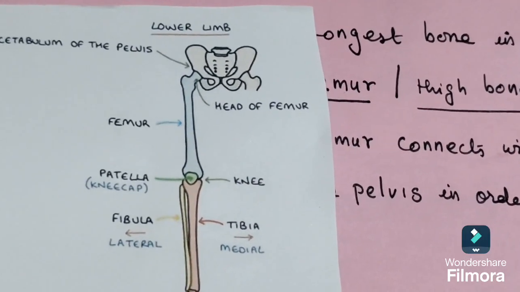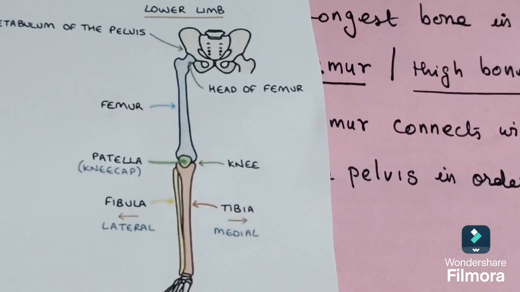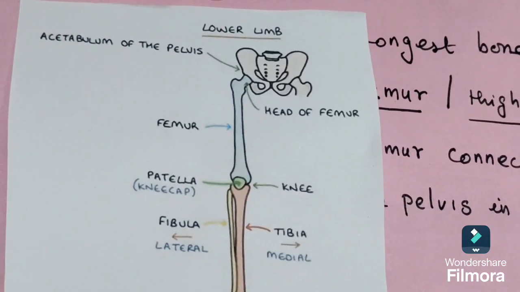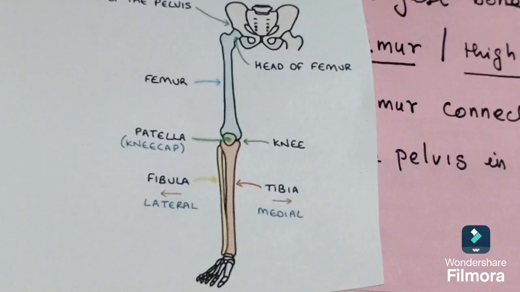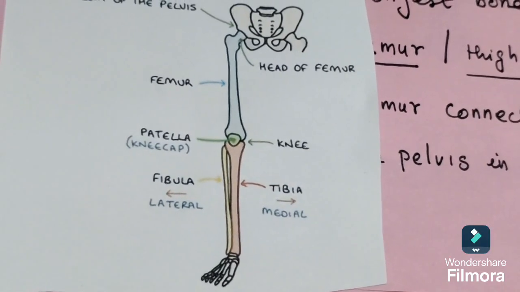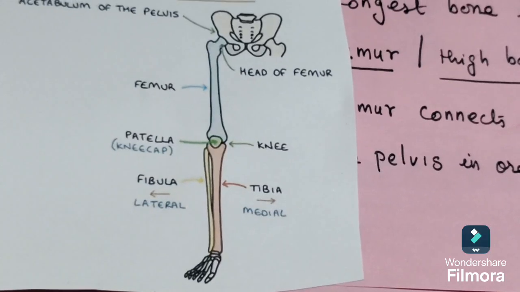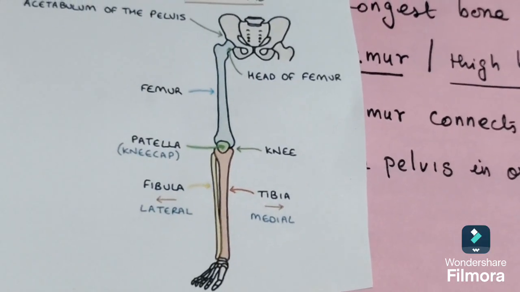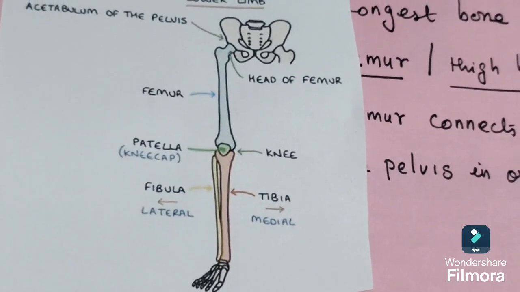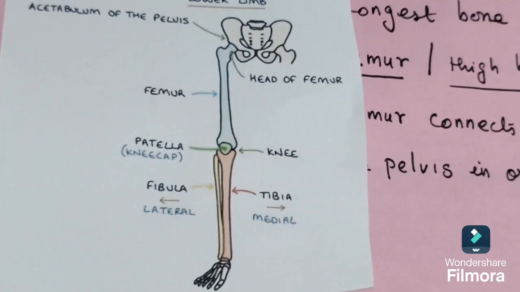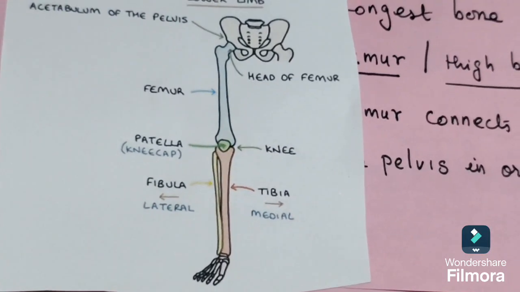The femur joins with the tibia and the fibula at the lower leg to form the knee joint. The tibia is medial, closer to the midline, and the fibula is lateral, on the outer aspect of the leg.